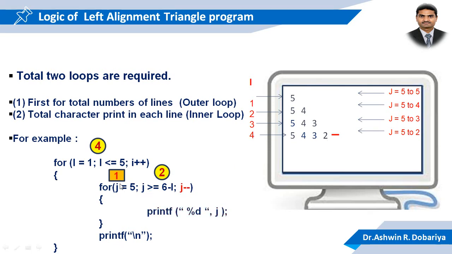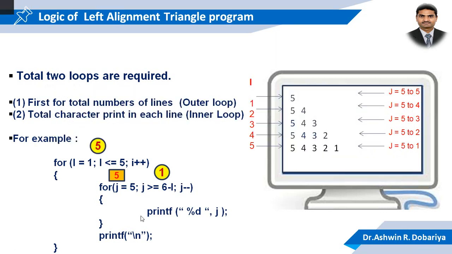Now when j becomes 1, this condition becomes false, control jumps outside this loop, \n means move to the next line, and finally i is incremented by 1, i becomes 5, then j starts from 5, 6 minus 5 means 1, it means this loop will execute 5, 4, 3, 2 and 1. So in that way this triangle will be displayed.